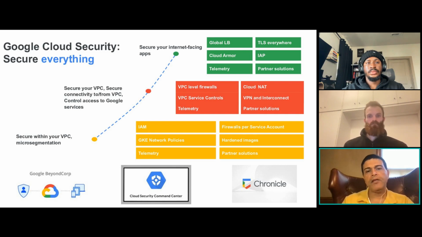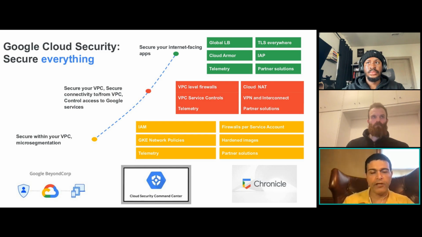Now, let's go inside of a VPC. So inside of a VPC, when it comes to GCE and GKE services, they talked a lot about the IAM policies and IAM best practices and governance aspects. All of that stuff should be there. That's a must. Basically, the least privilege principle should always apply. GKE network policies, that's another extremely powerful tool that you can use. Telemetry. Try to get into the habit of creating your firewall rules by service account and not just by IP addresses or GCE instances. Try to use hardened images and also use partner solutions.